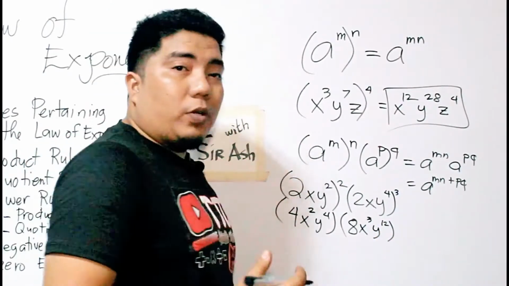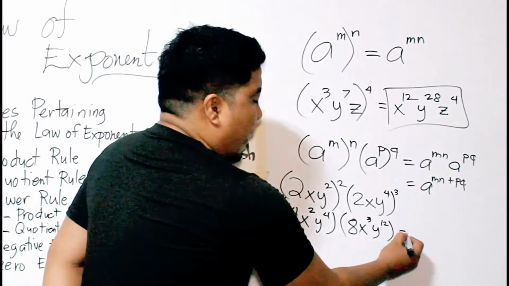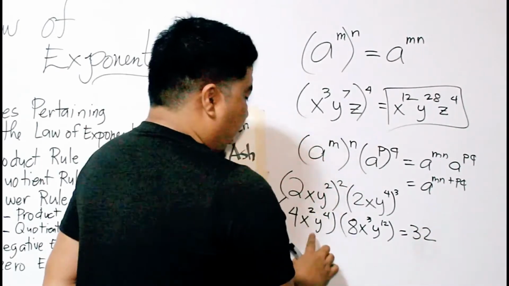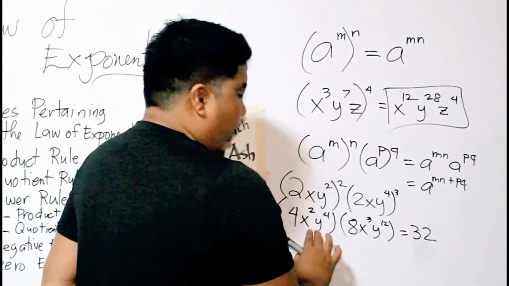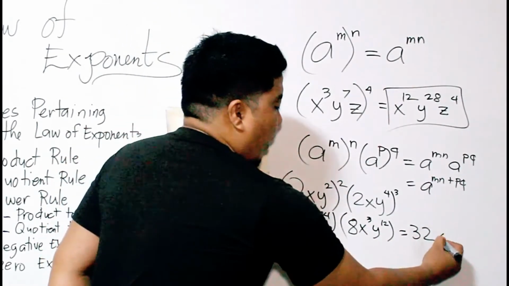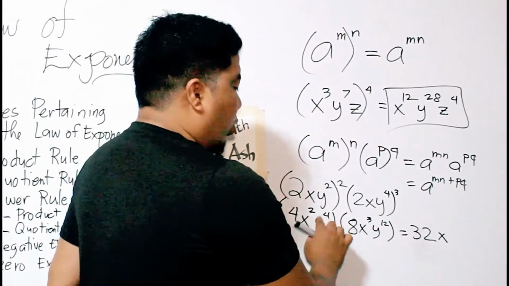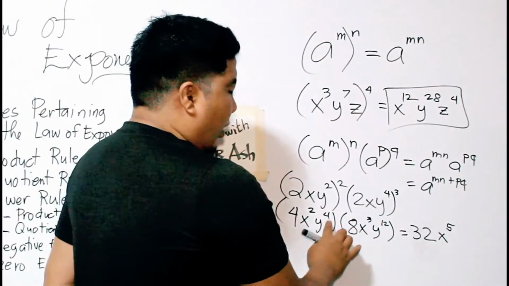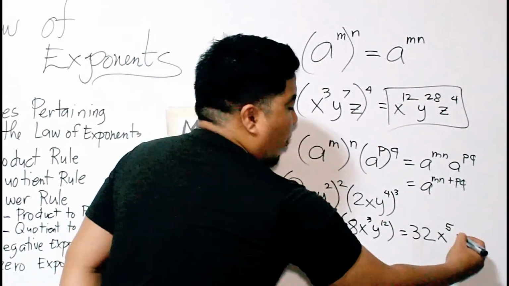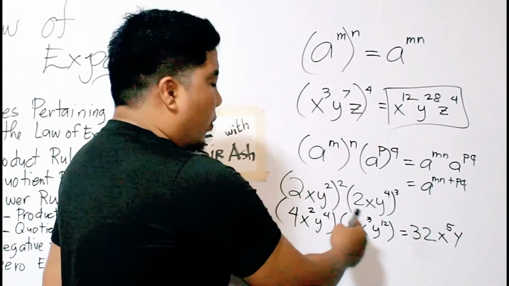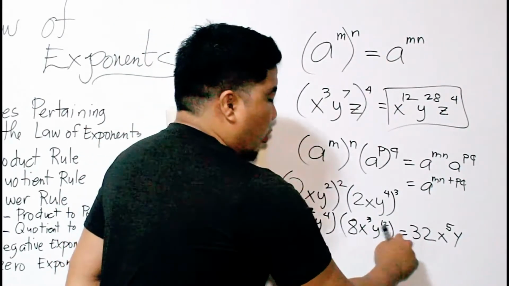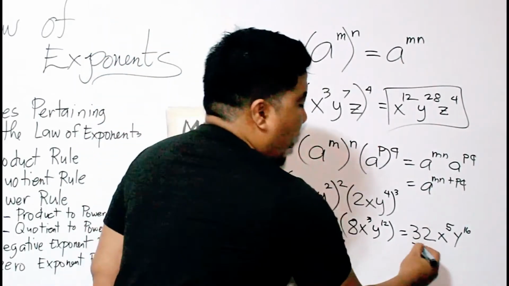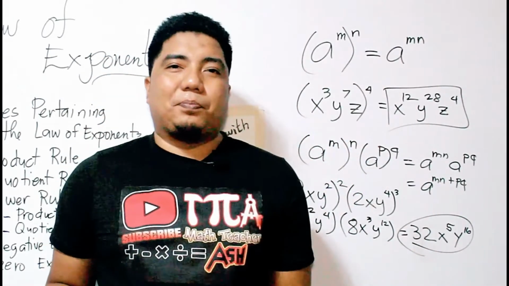Easy, right? So now you will apply the product rule, and that will give you 4 times 8, so that is 32. x squared and x cubed have the same base, so you copy the base and add the exponents, 2 plus 3, that will become 5. And then y to the fourth and y to the 12th both have the base y, so you add the exponents, 4 plus 12, that is 16. And this will be your final answer.